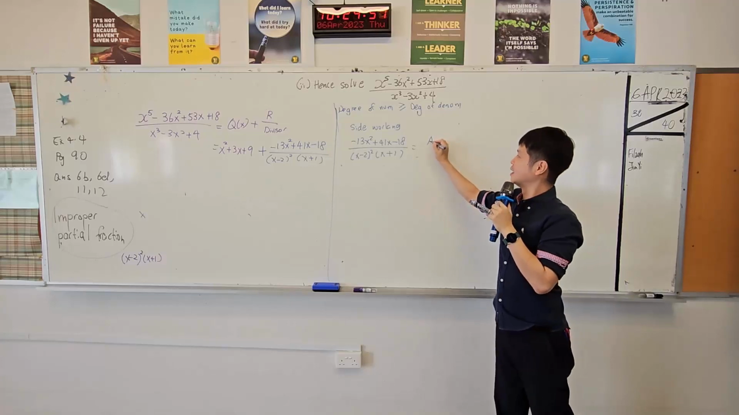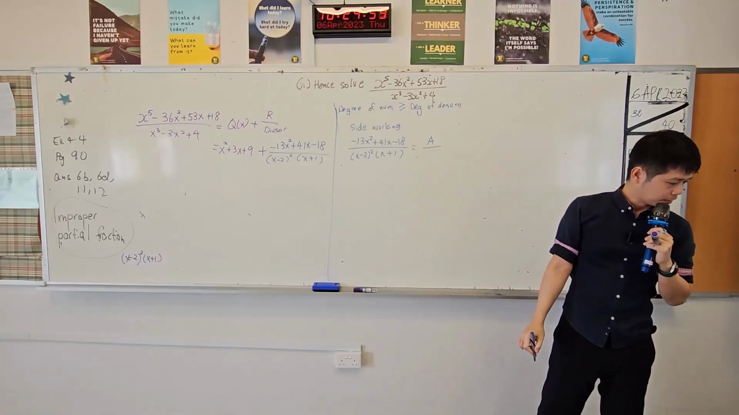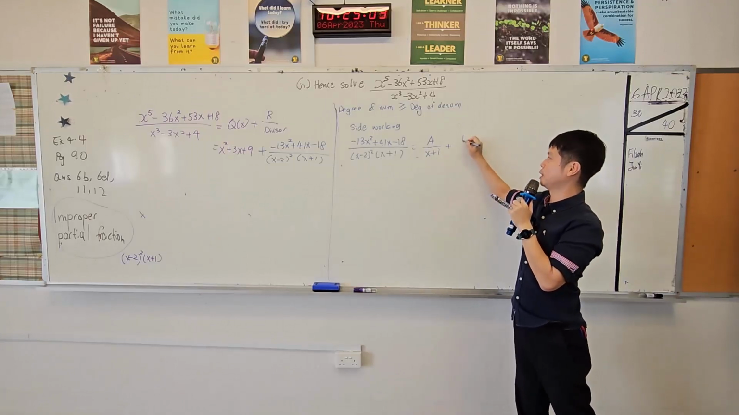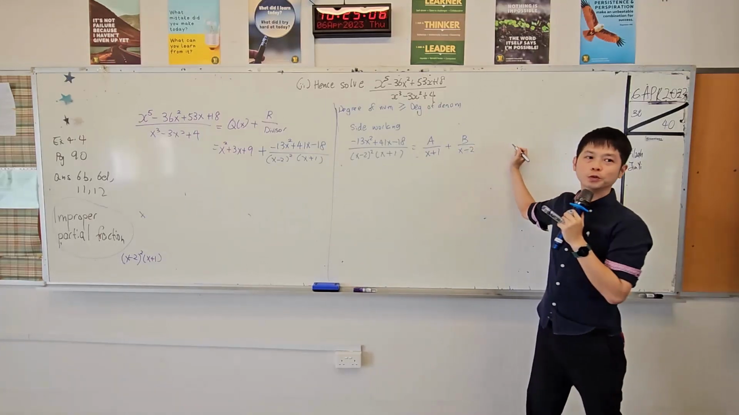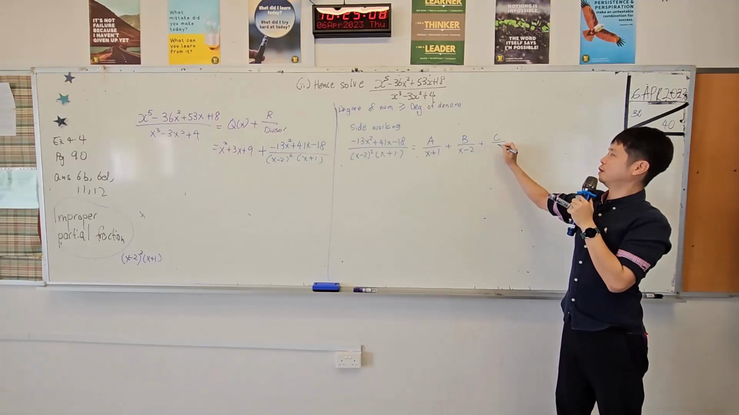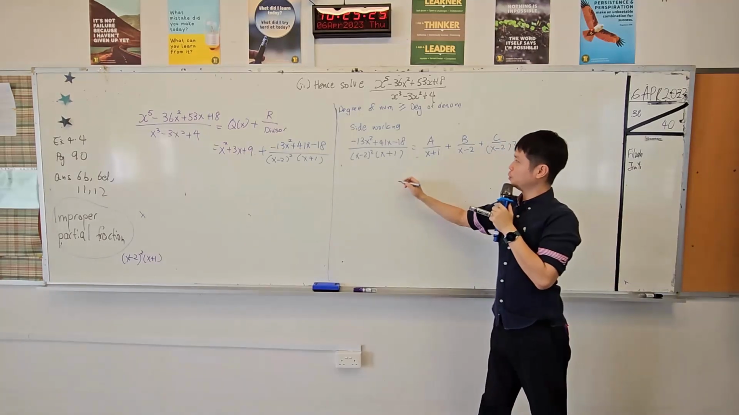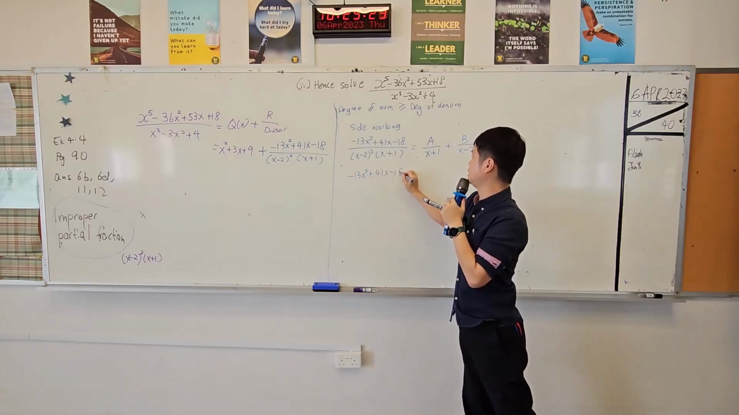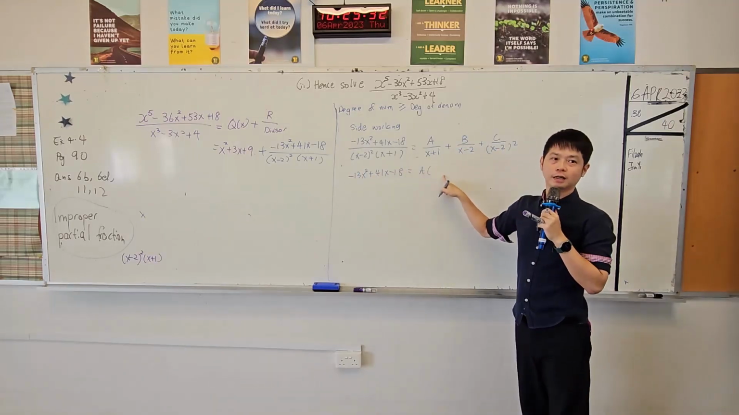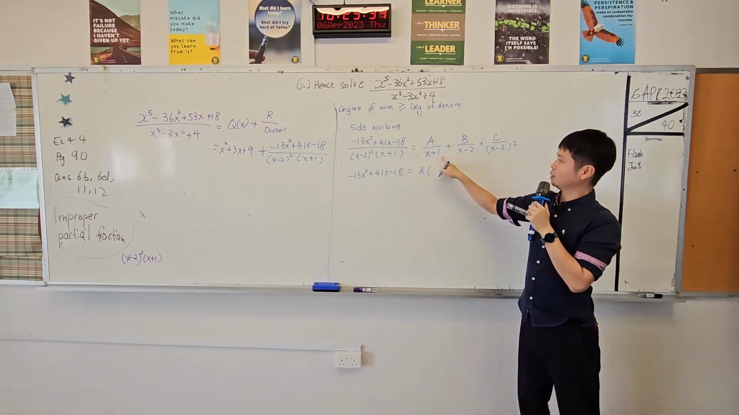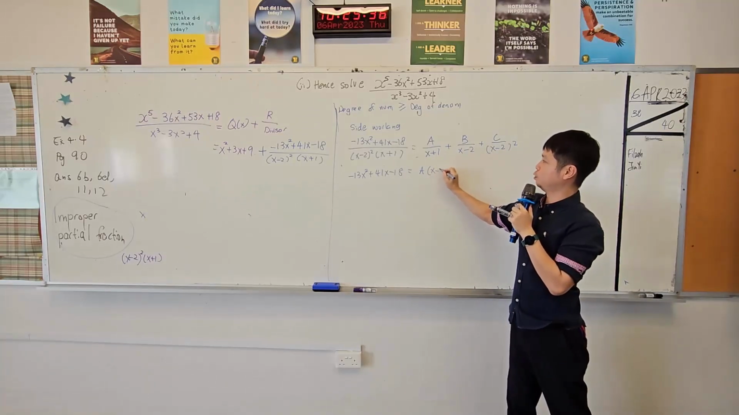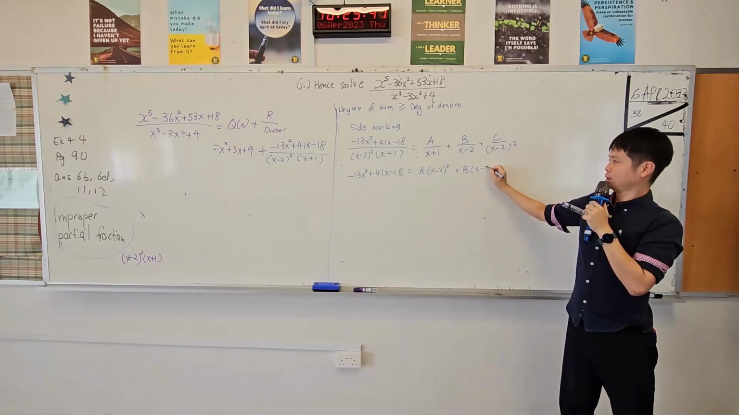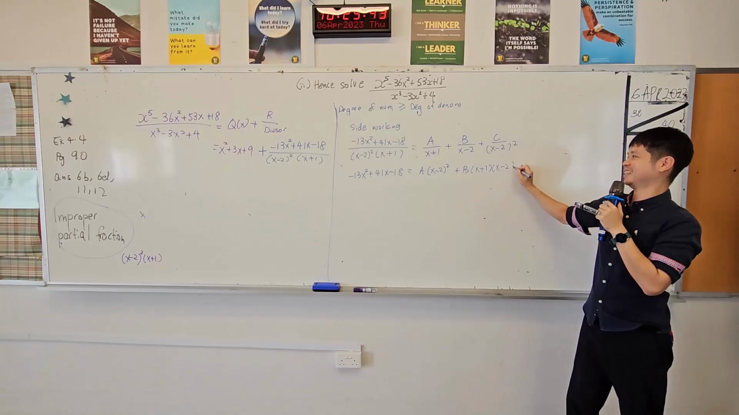A over x plus 1. I put x plus 1 first, but you can put x minus 2 first, also okay. B over x minus 2, C over (x minus 2) squared. So I will have negative 13x squared plus 41x minus 18 equals A. Whatever is missing at the denominator, put it at the numerator. Then the B times (x plus 1)(x minus 2). And then the C.